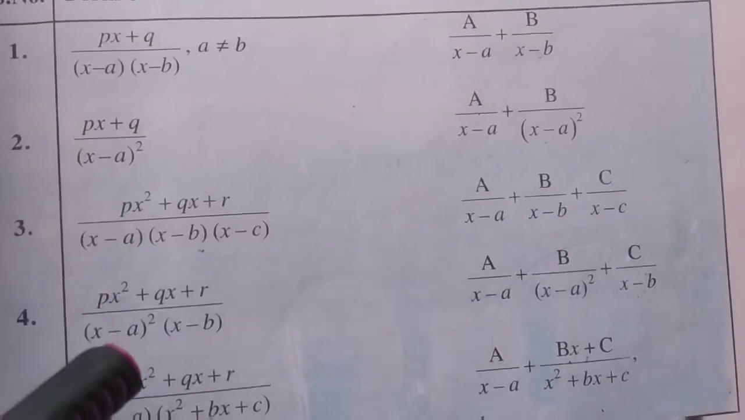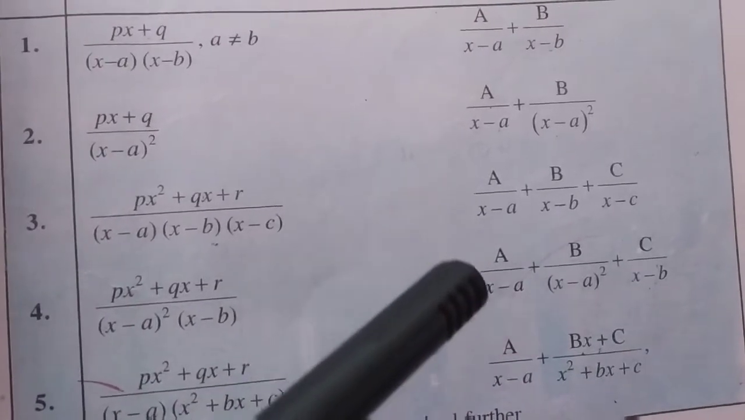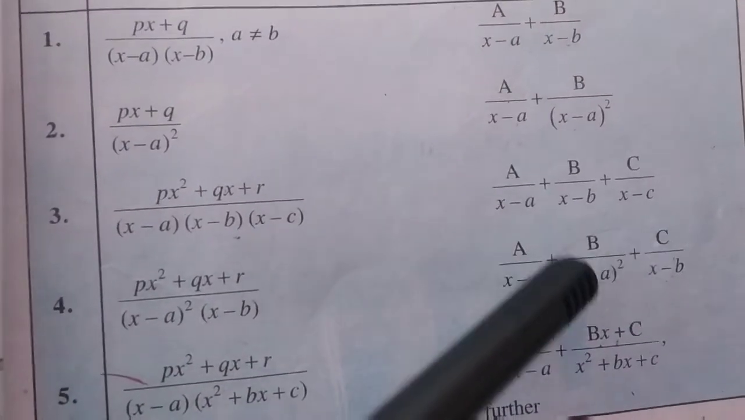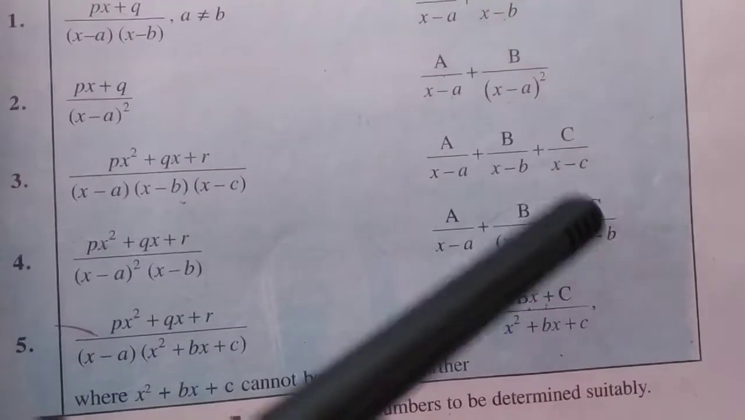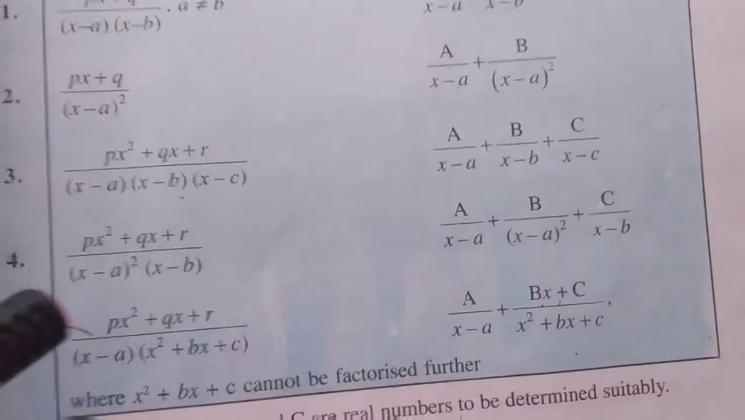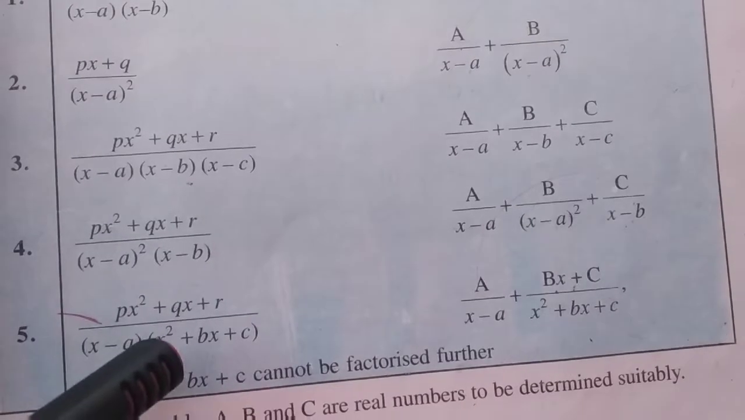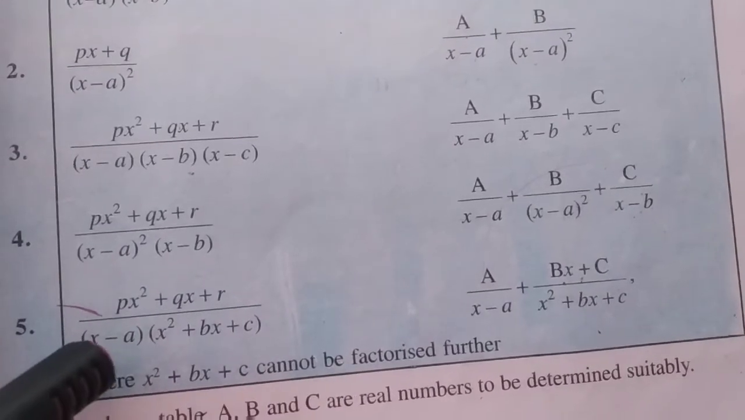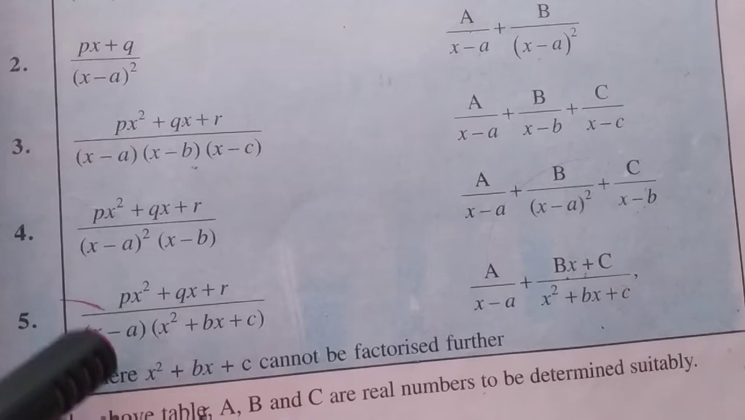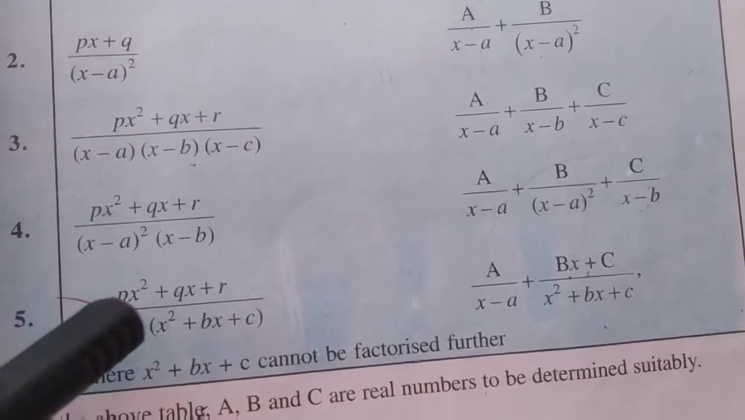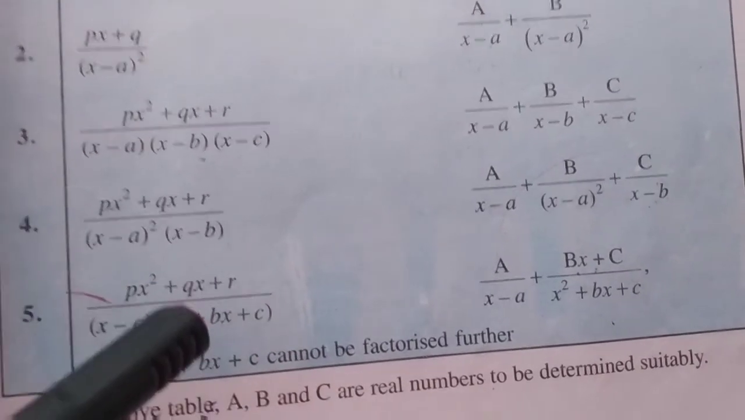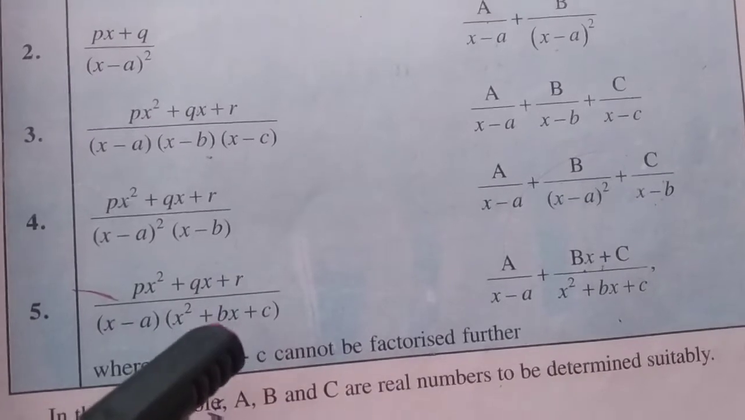I will repeat, if you have the same factor, you will be writing a divided by x minus a plus b divided by x minus a the whole square. And for this x minus b, you are writing c divided by x minus b. And for a quadratic equation divided by a cubic such that one factor is linear and another one is a quadratic which cannot be factorized further.